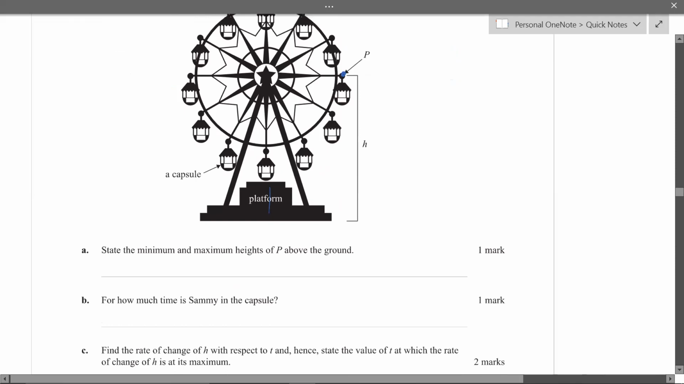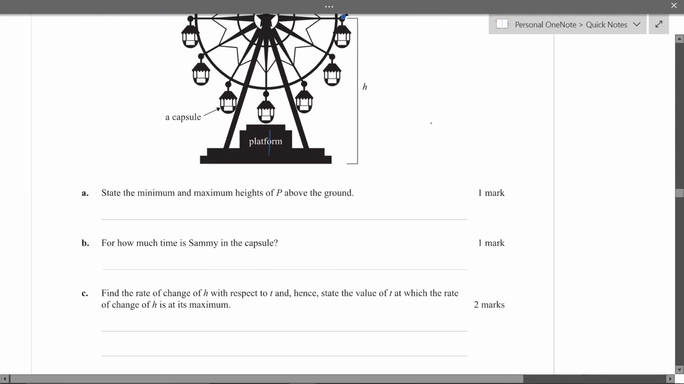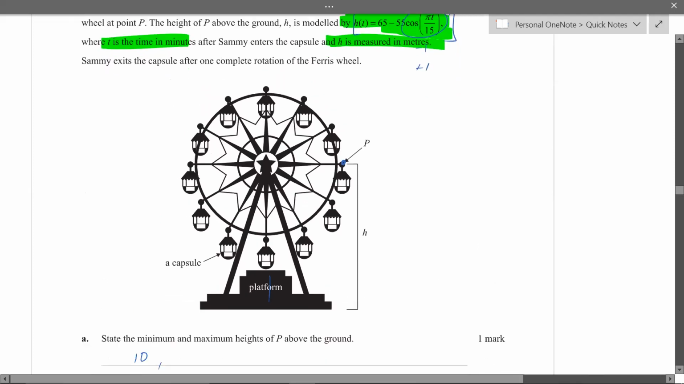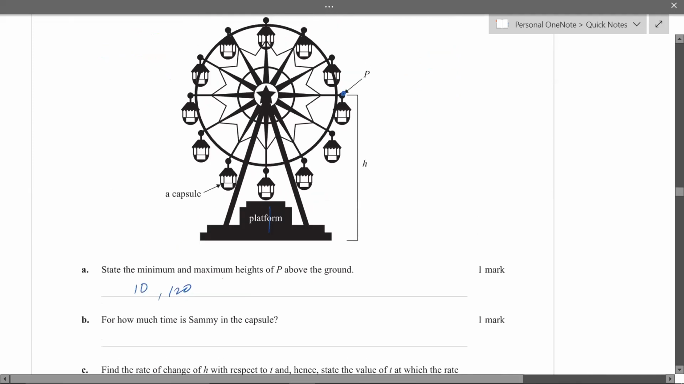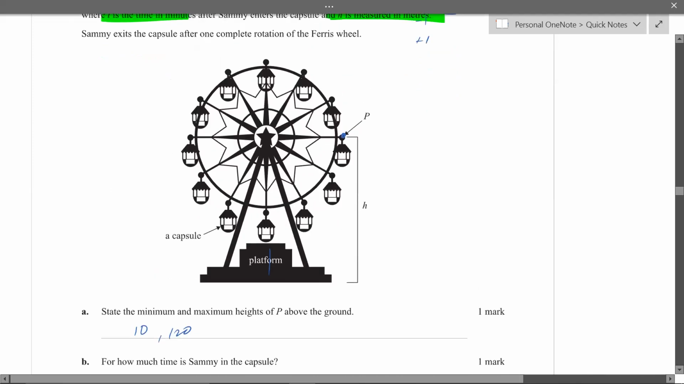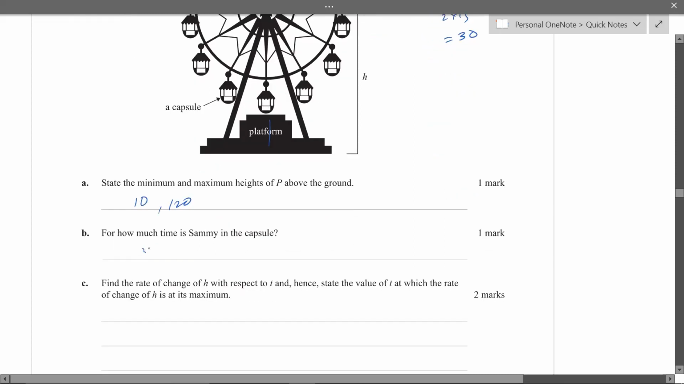Max and min, it's a trig function. So max is when this is negative 1 in this case, and min is when it's positive 1. So min is 10, and the max is 120, I think. So how much time is Sammy in the capsule? That would be one period, because he only goes for one rotation. So period is 2 pi divided by pi on 15, which is 2 times 15, which is 30. So that's 30 minutes.